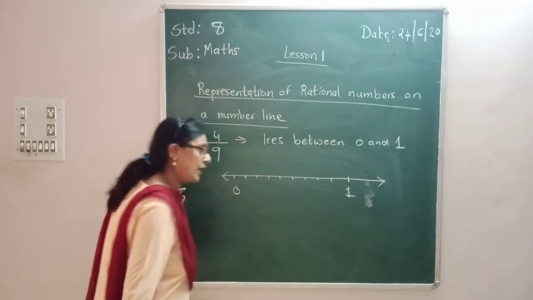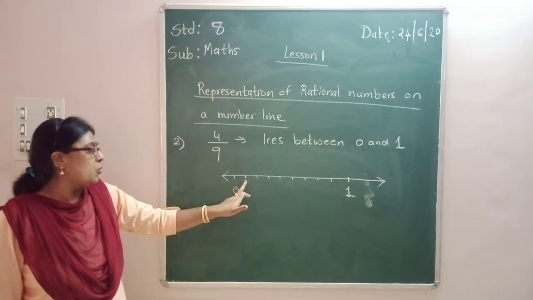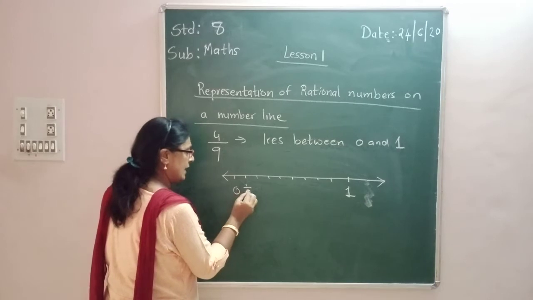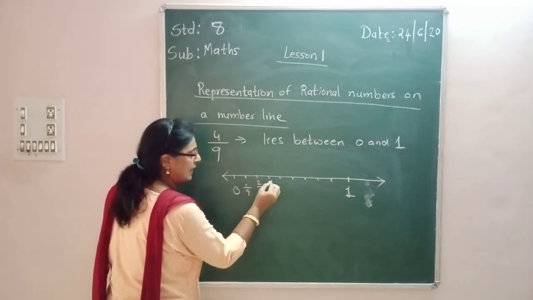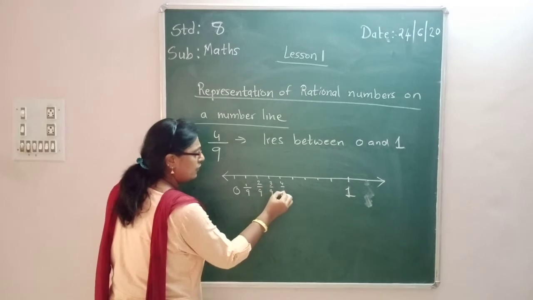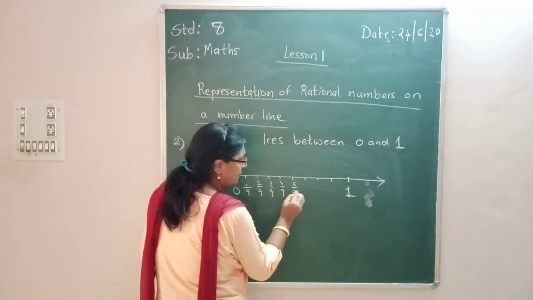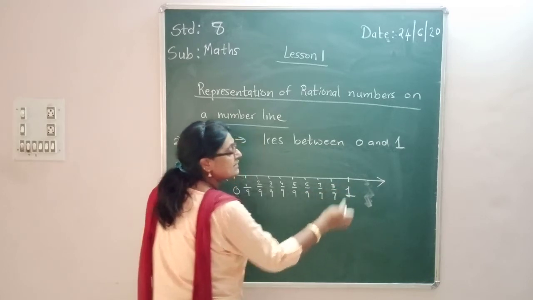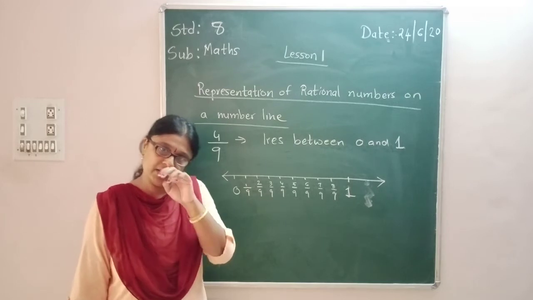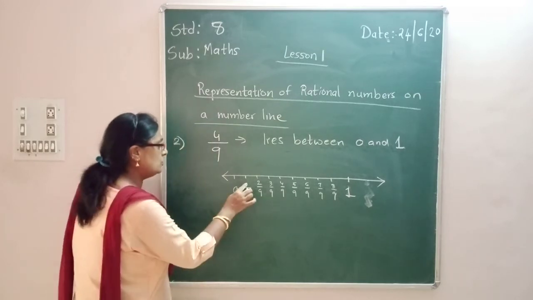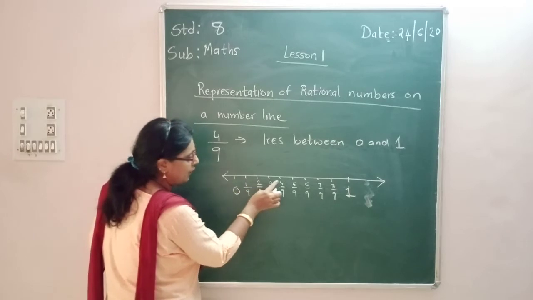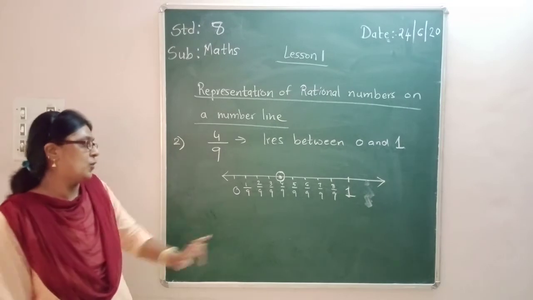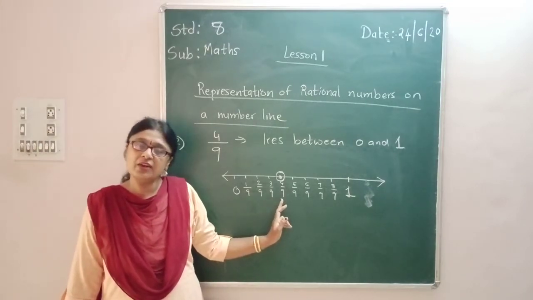Is that clear? Okay. Now, after 0, this is the first part, so I will write 1 upon 9. Then this will be 2 upon 9, 3 upon 9, 4 upon 9, 5 upon 9, 6 upon 9, 7 upon 9, 8 upon 9, and this is 9 upon 9. That is 1. Is that clear? Okay. Now I have to plot this 4 upon 9. Where is 4 upon 9? Here. So I put a circle over here and then mark it as 4 upon 9. So this is the rational number that we need to plot.